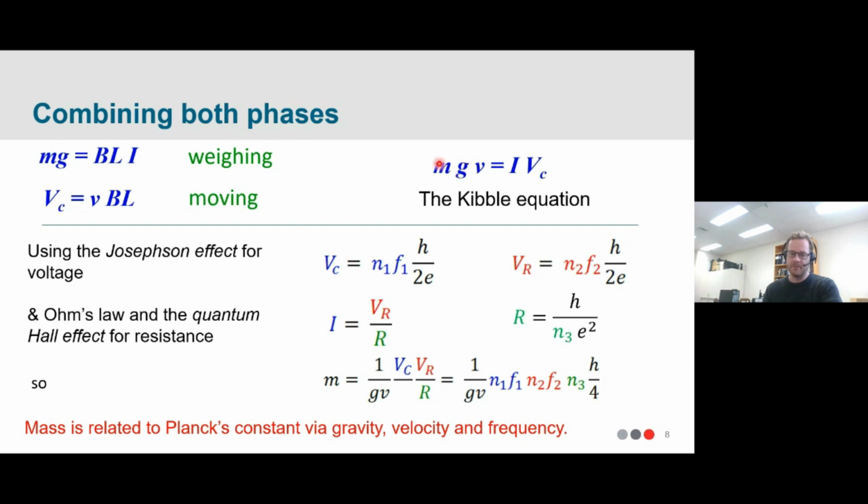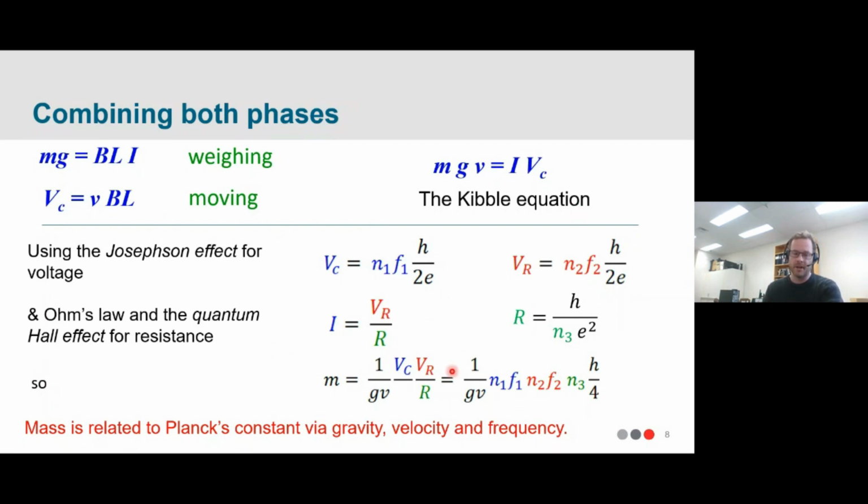And if we look at these, we can see that in order to get mass, we need to know what the acceleration due to gravity is, g. We need to know velocity very well because we're moving at a constant velocity through the magnetic field. And we need to know current very well, and then we need to measure the induced voltage during the moving phase very well. And so as Stuart mentioned, we need to do that very, very accurately. And right now, in order to get voltage, we tie this to the Josephson effect, which is a quantum effect that gives us a very good measurement of voltage. And to give us current, we use what's called the quantum Hall effect, which allows us to measure resistance. And I'll talk a little bit more about that.